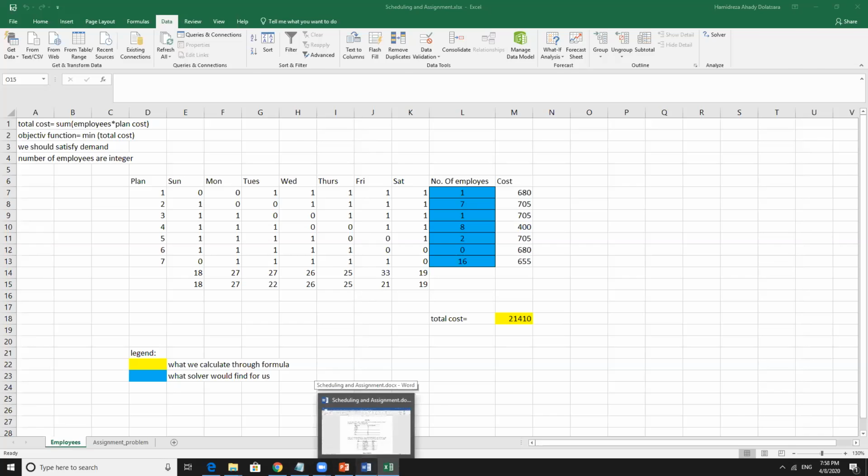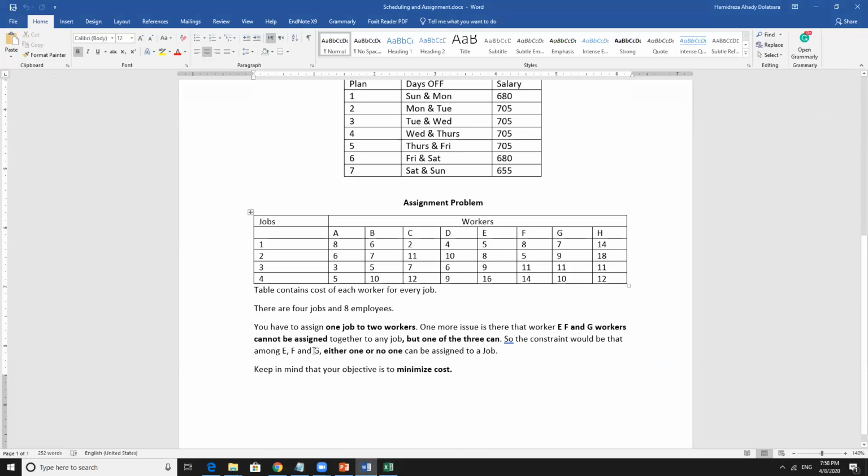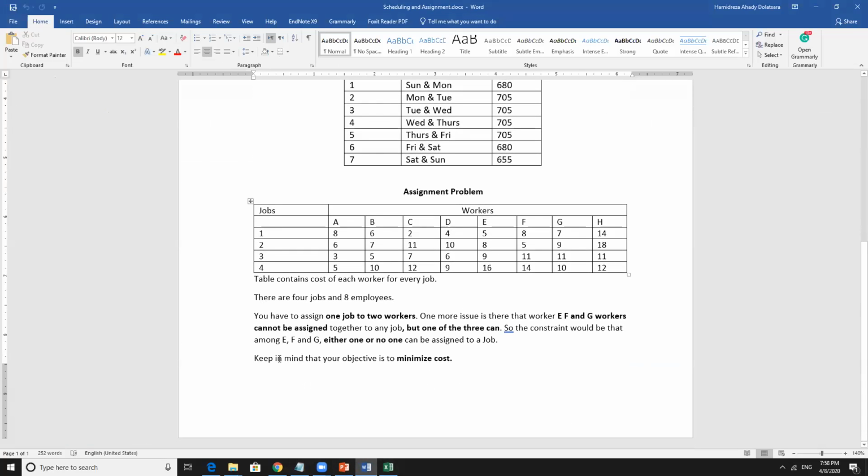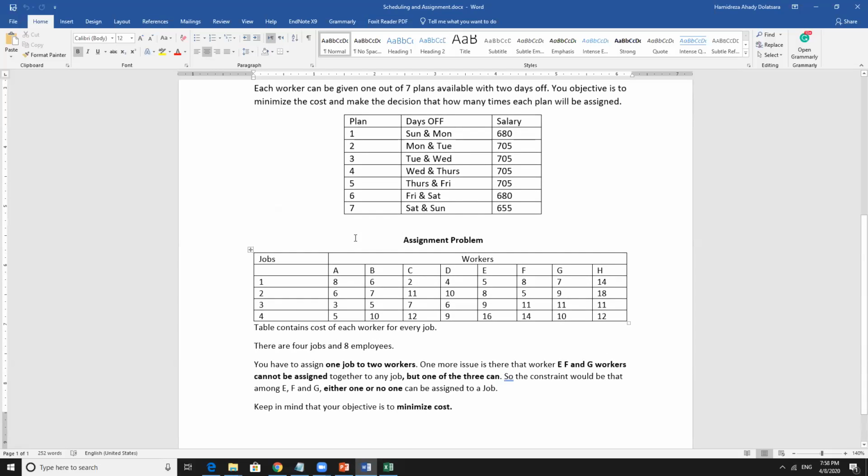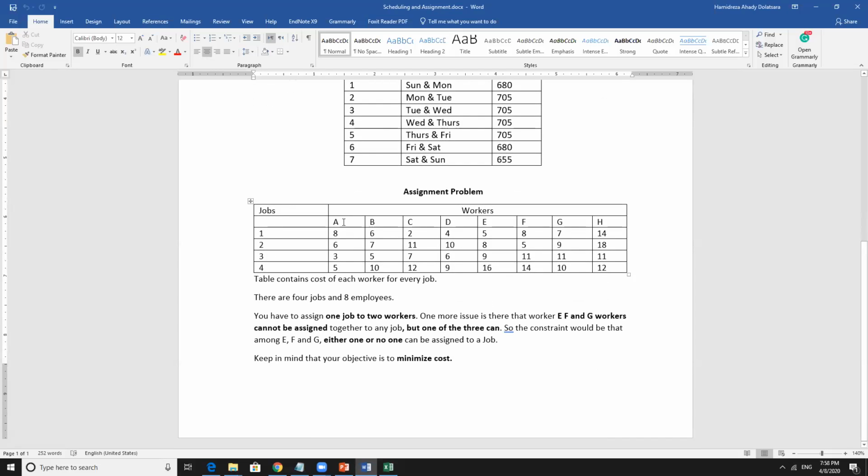So there's no question. Let me go to the second part of the assignment. As you see, we have 4 jobs and 8 workers. Instead of having workers' names, we have A, B, C, D, E, F, G, H. Having said that, let me read the problem.